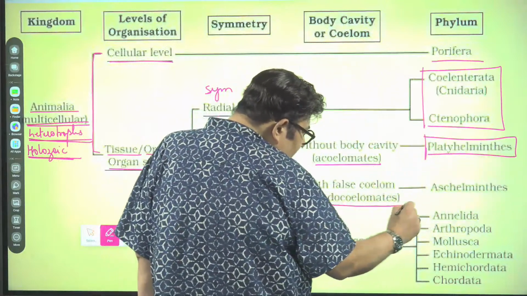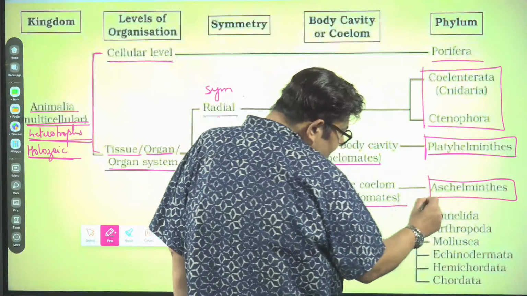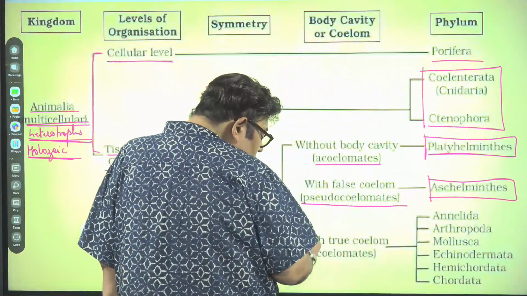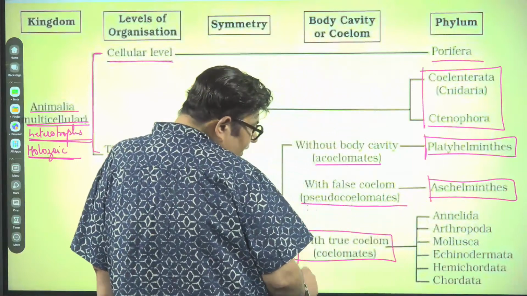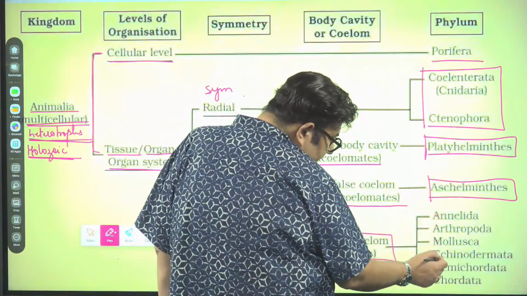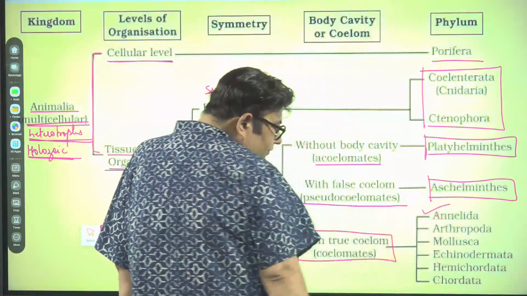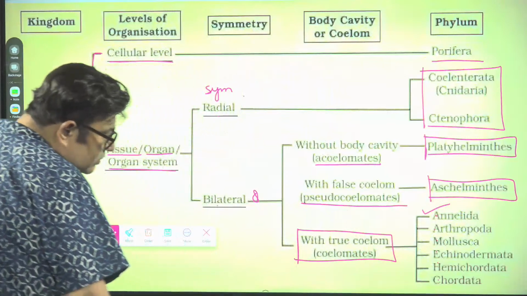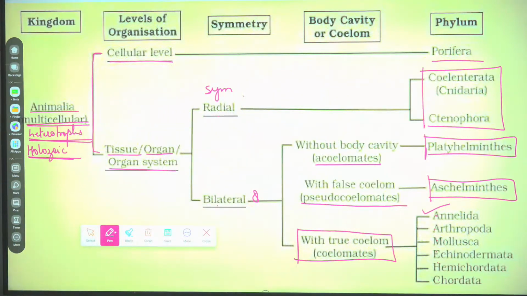Those who have a pseudocoelomate, we have kept in one place, that is Aschelminthes. And those with a true coelom, 6 phyla, they are the true coelomates.